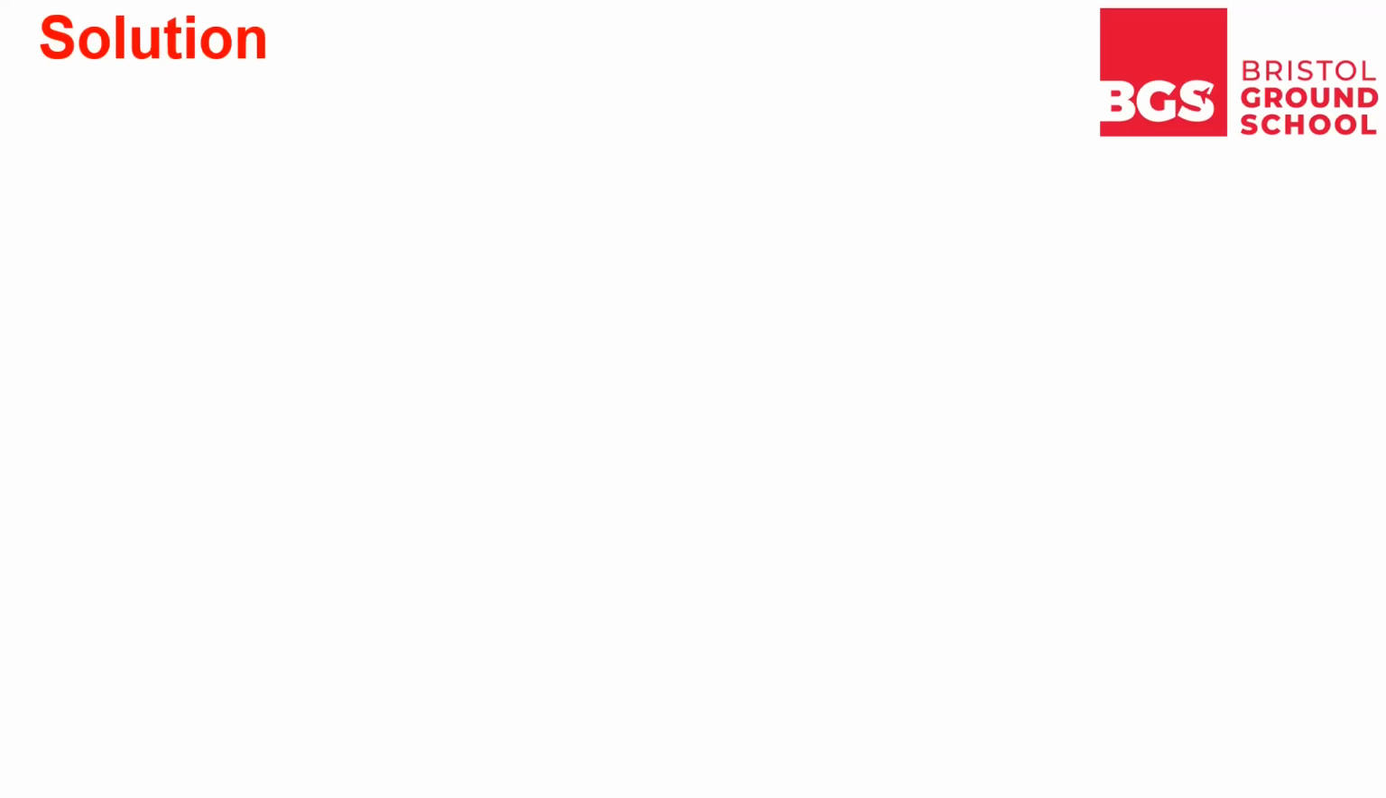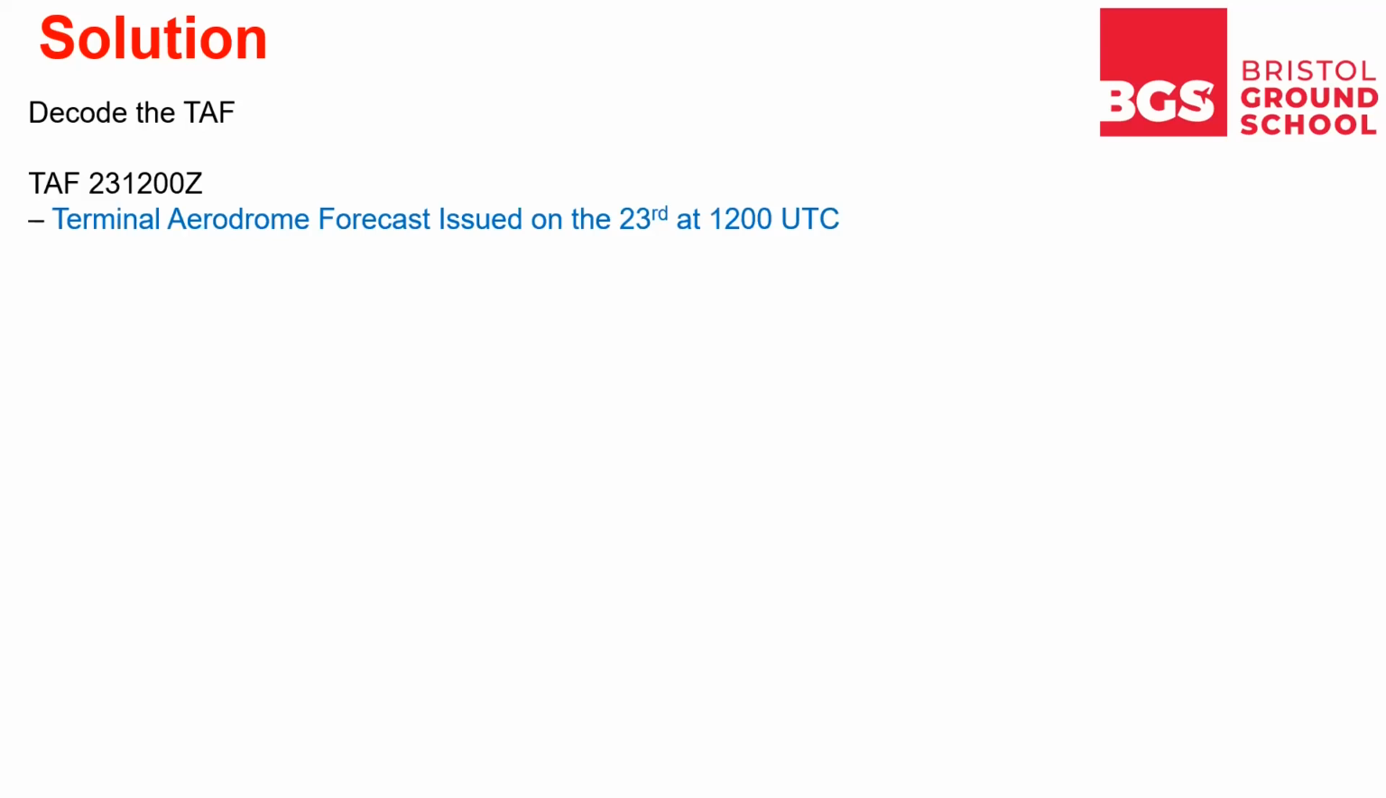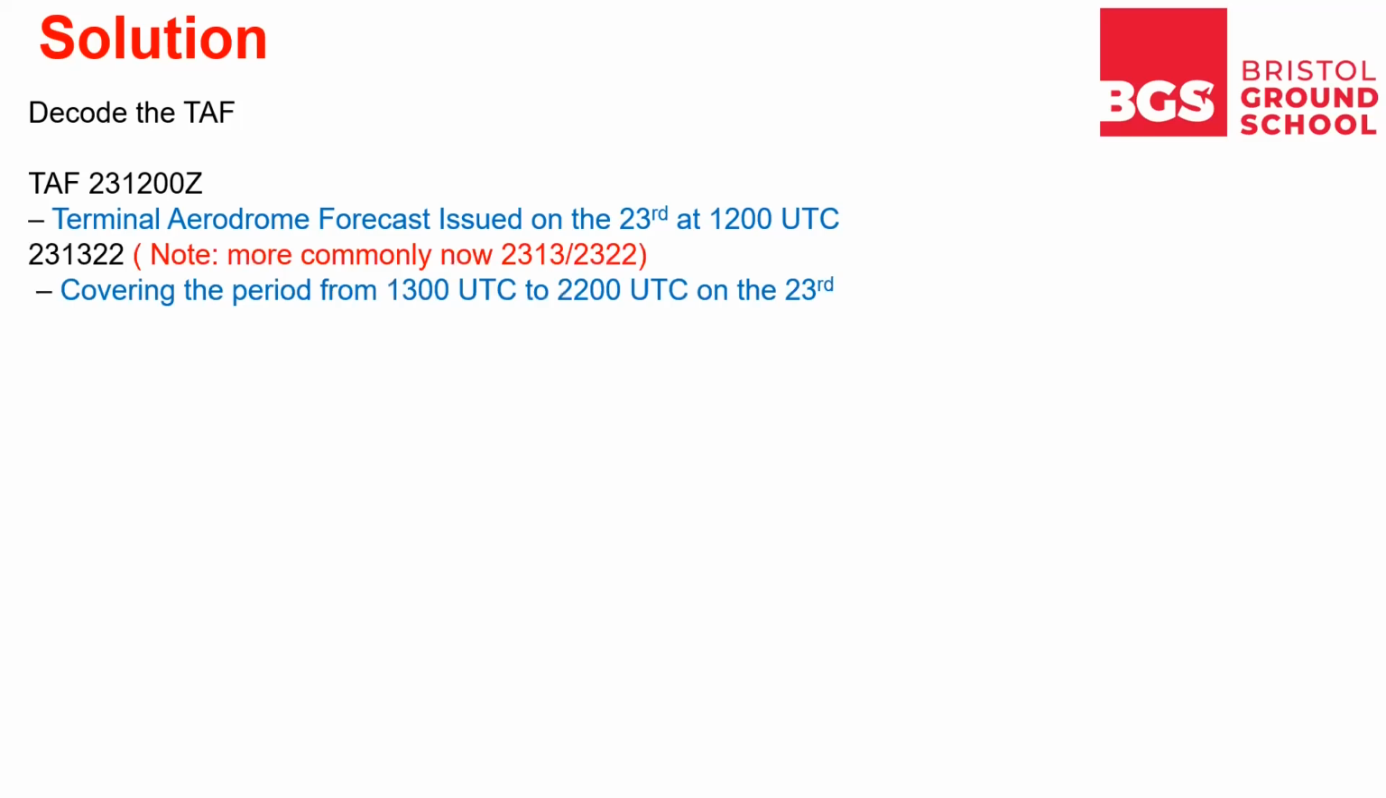So on the solution, let's decode the TAF first of all. The first group, 23-1200 Zulu, means it's a terminal area forecast issued on the 23rd of the month at 1200 UTC. It covered the period from 1300 UTC to 2200 UTC on the 23rd. Notice this TAF was coded 231322. The more usual way you will see it nowadays is 2313/2322. It means the same thing.